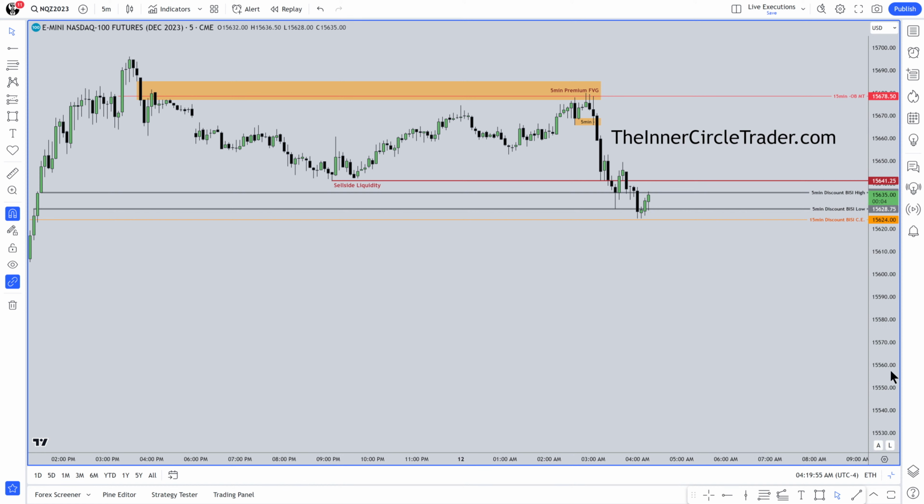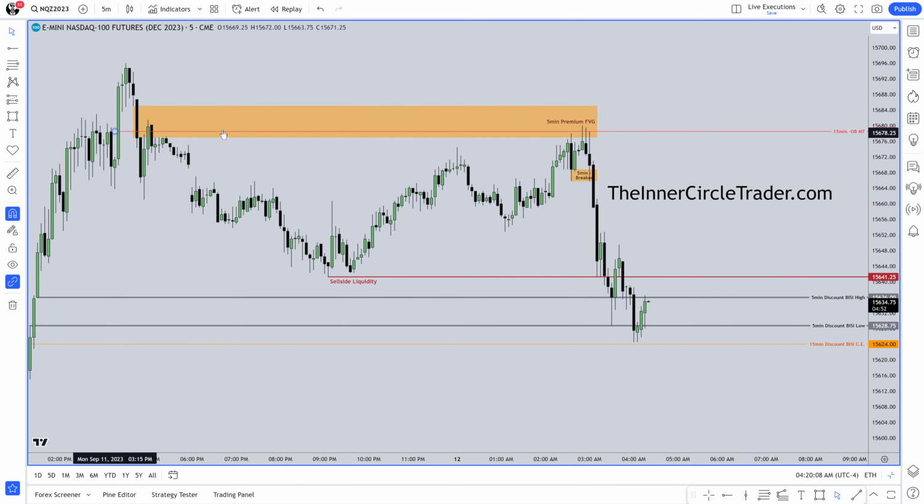All right, so right away we can start seeing a little bit more detail here. We have the 15-minute time frame bearish order block, mean threshold level here, that red level, and then in here we have a balanced price range.